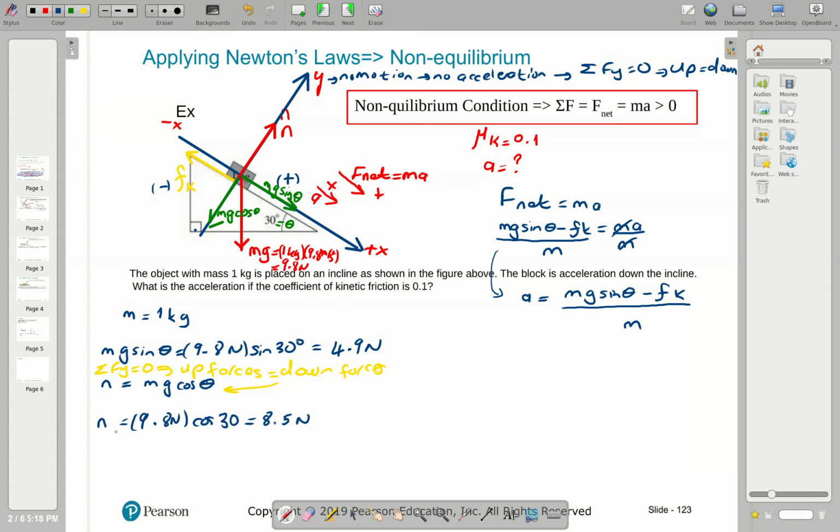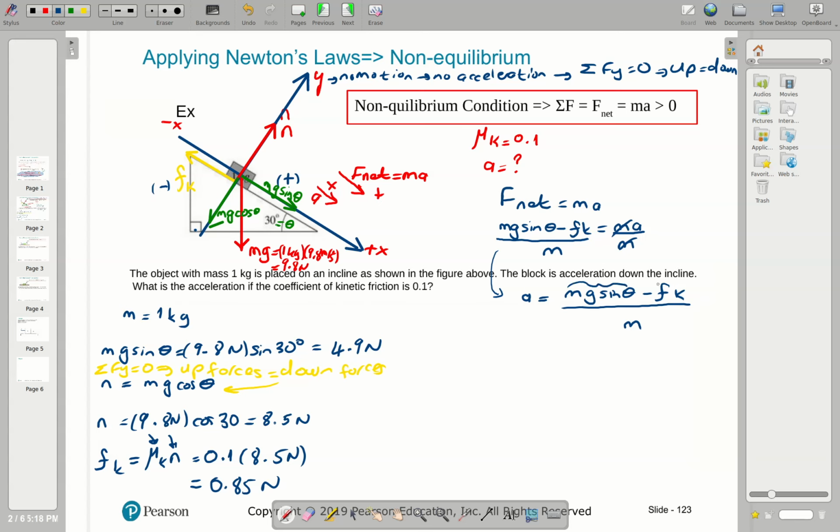Now, why did I need n? There's no n here. I need n for this. I have Fk in my equation to find A. And Fk, kinetic friction force, is equal to mu k times n. I know mu k now, I know n, I'll put them in here. Mu k is 0.1, n is 8.5 Newton. Remember, mu doesn't have any units. And that will give me 0.85 Newton.